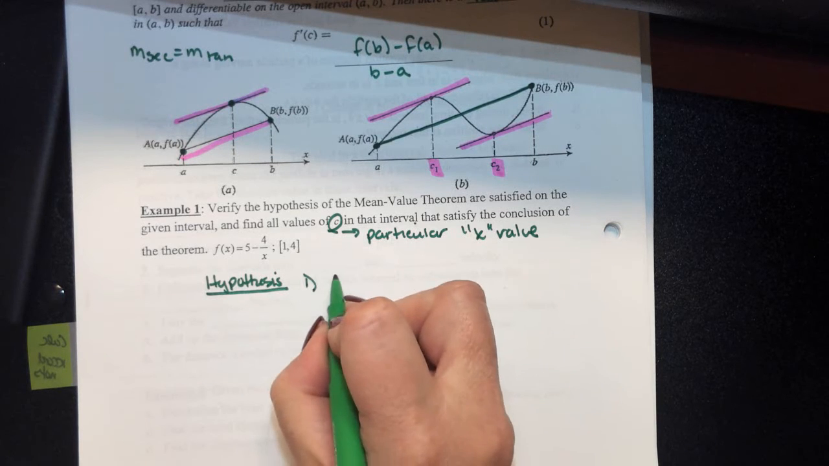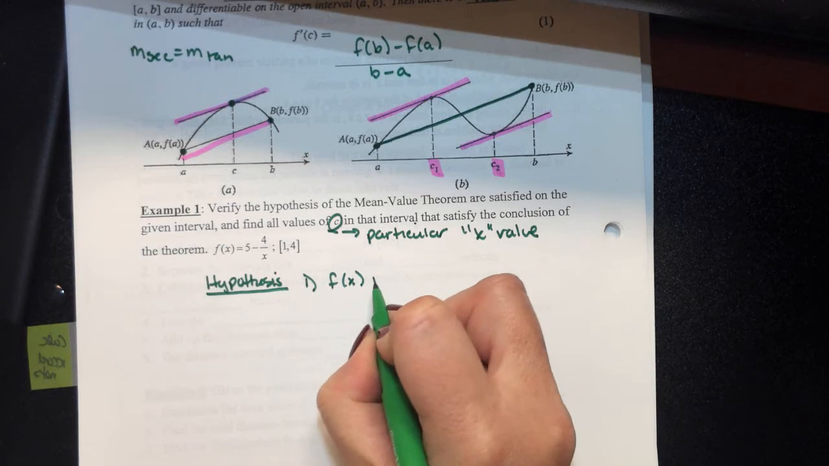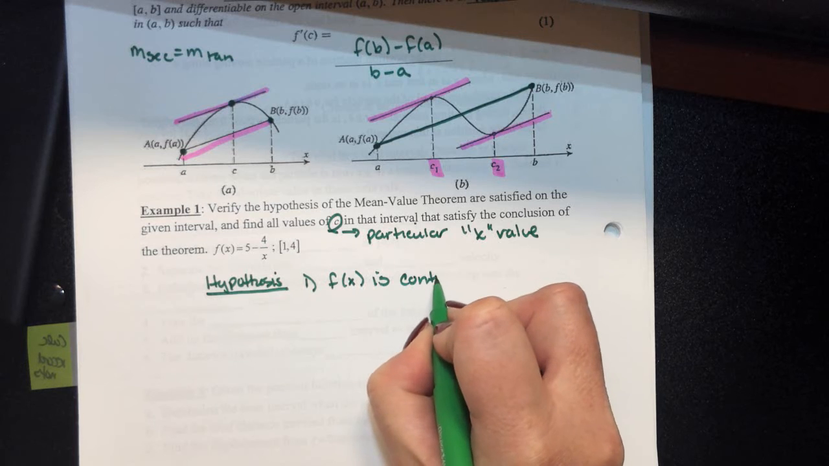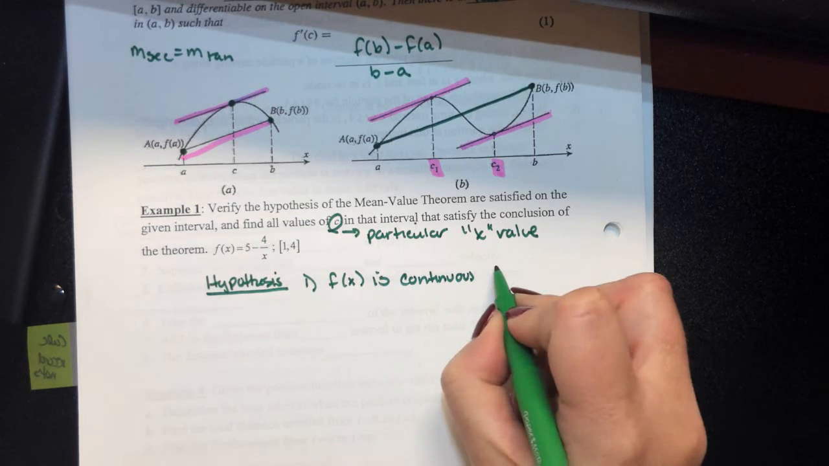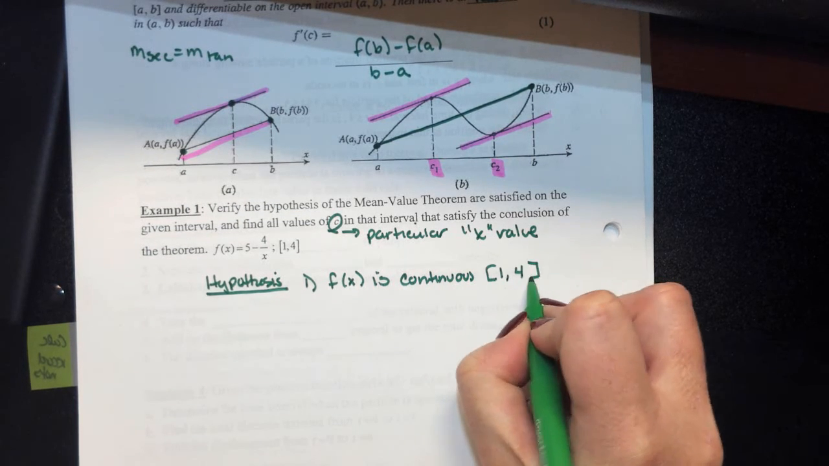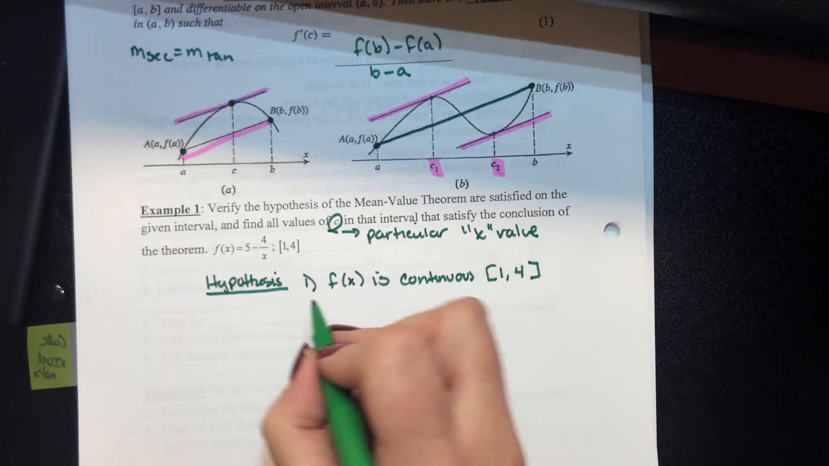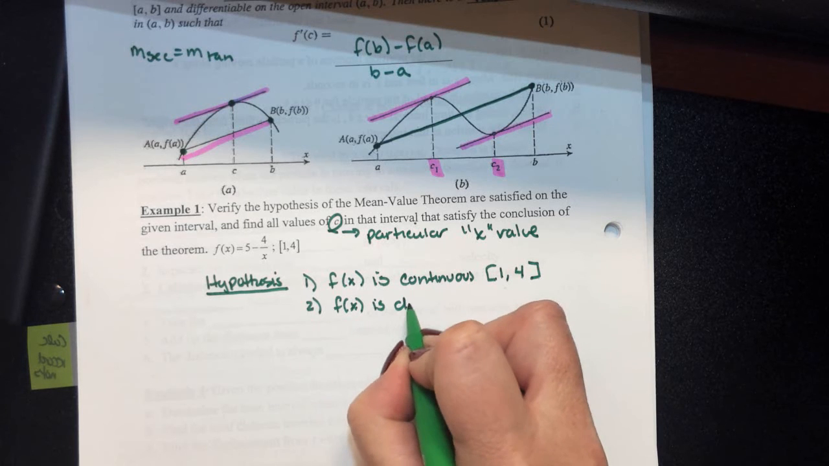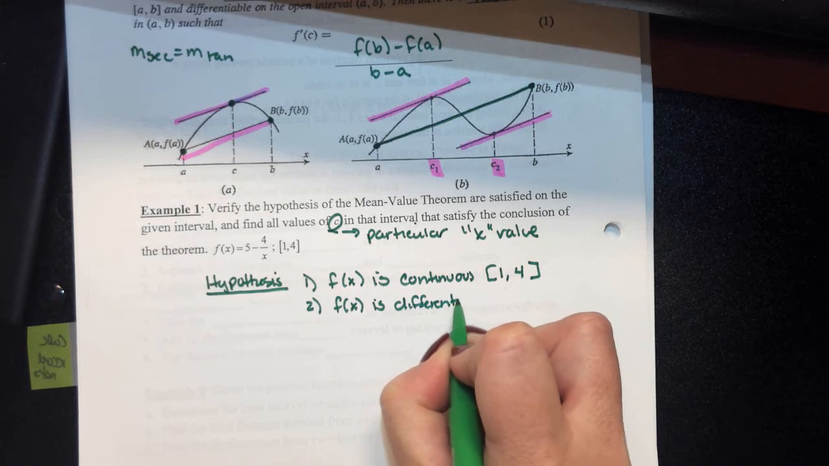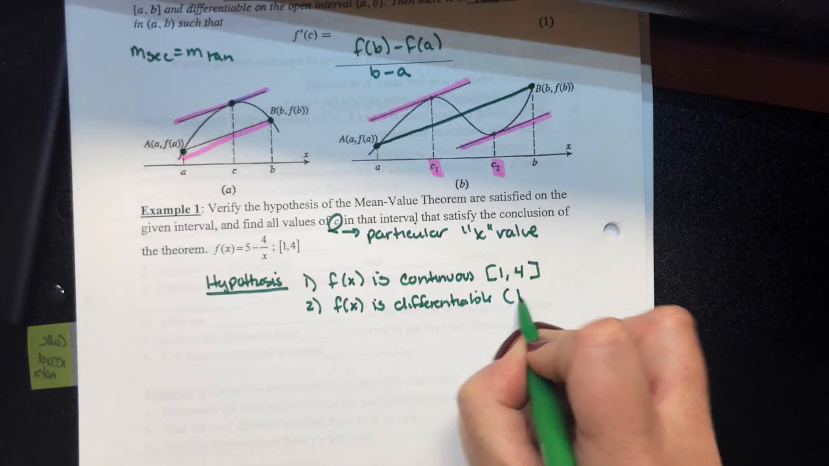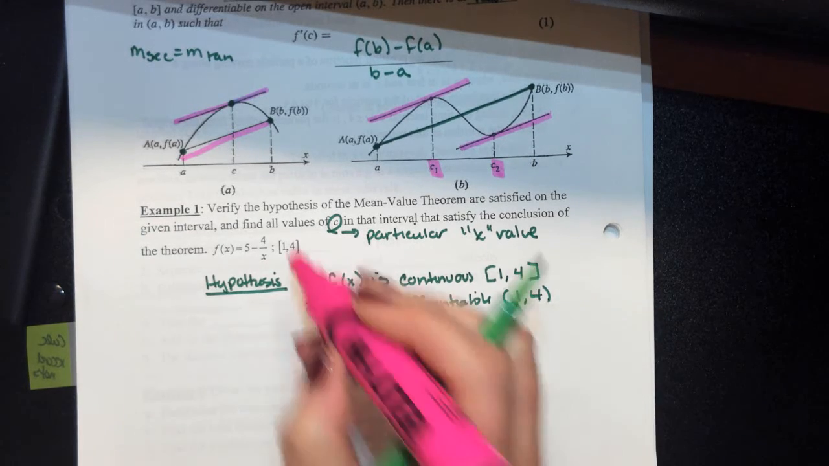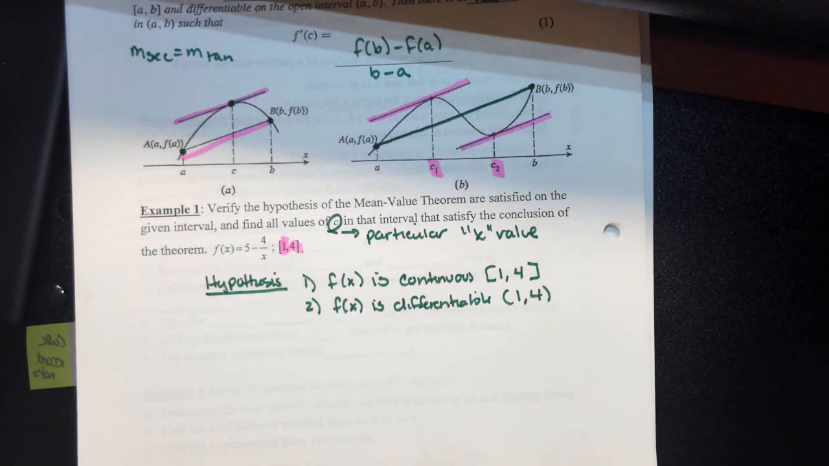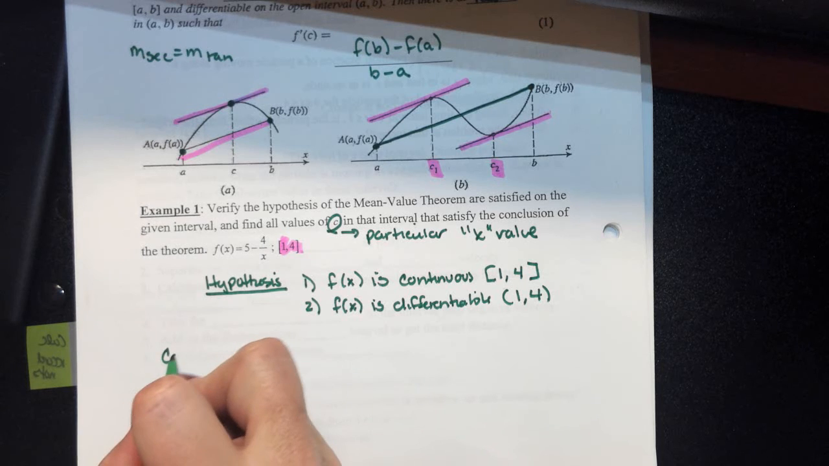First of all, the first condition is that f of x is continuous in the closed interval 1 to 4. And you have to state the second condition that f of x is differentiable in your open interval 1 to 4. So again, they're giving you the interval. So you have to state the conditions that f of x is continuous in that interval and it is differentiable.